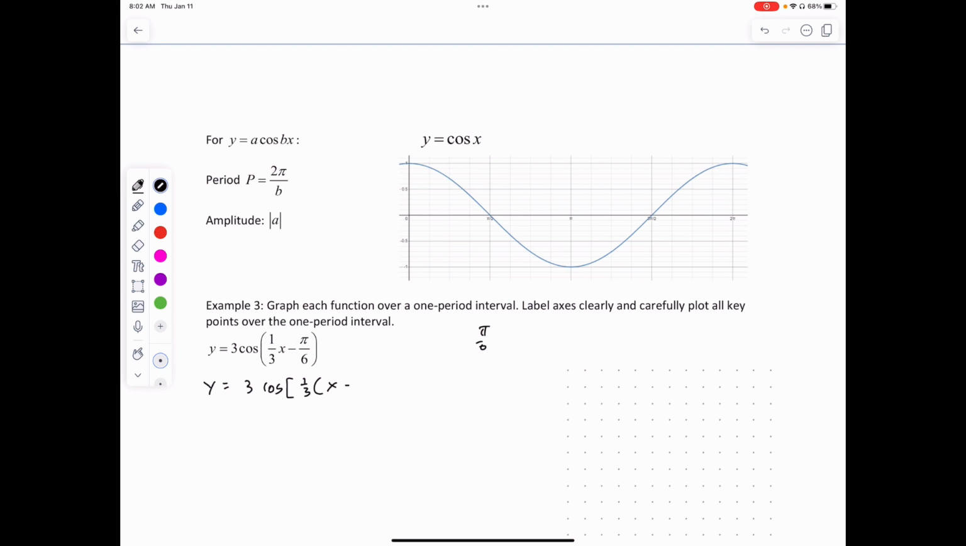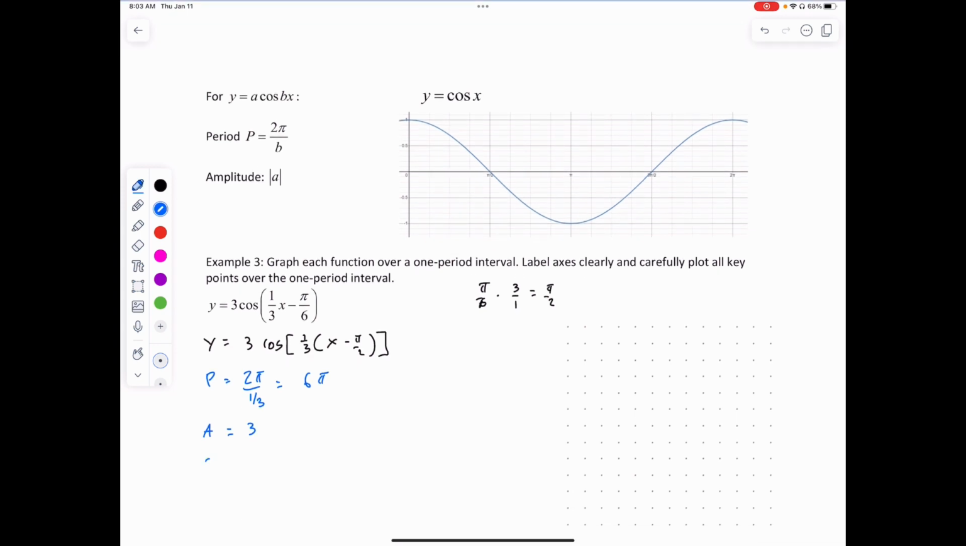If I do pi over 6 and I divide out by 1/3, that's the same thing as multiplying by 3 over 1, and I get pi over 2. So my shift ends up being this minus pi over 2. I have a period of 2 pi over 1/3, which is the same thing as multiplying by 3, and I get 6 pi. The amplitude is going to be 3, and I have a shift of pi over 2. This is a negative, so we're shifting pi over 2 in the right direction.